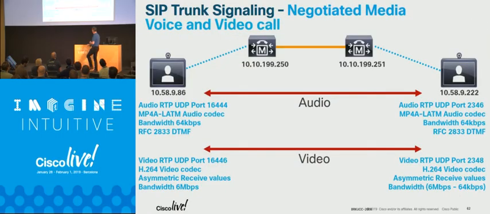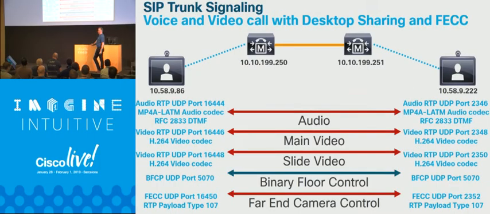And again, this is the audio now and the video call. It's combining the last two sections. But what you could see is something like that. So you'll see a call here between two devices that's got audio. It's got main video. You're doing desktop share. You've got binary floor control. And you've got far-end camera control. So you could have multiple streams that you're using between two devices.